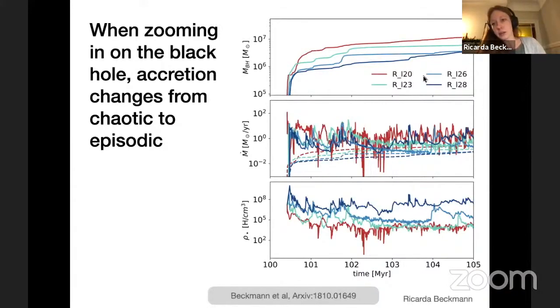And the higher the resolution, so the higher the number of the simulation here, the lower the total black hole accretion drops. So there's something there to understand that on smaller scales, accretion becomes harder. The other thing to notice is that if you compare the black hole accretion rate over time, which is in this middle panel, especially the red line in comparison to, say, the dark blue line here, you will notice that the red line is very choppy. So the accretion rate very quickly jumps up and down.